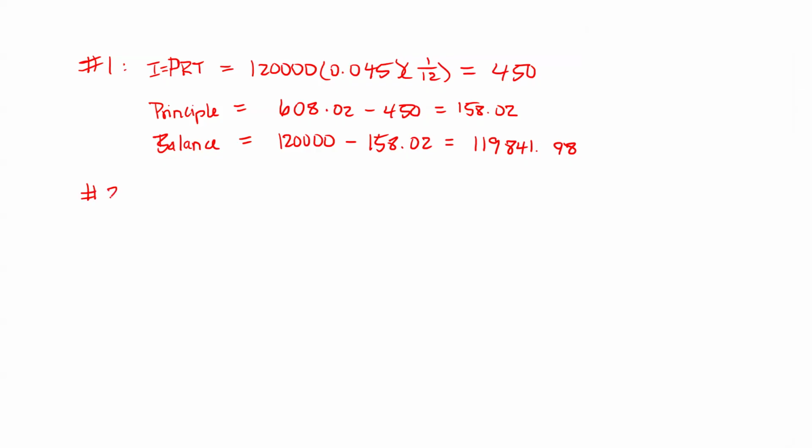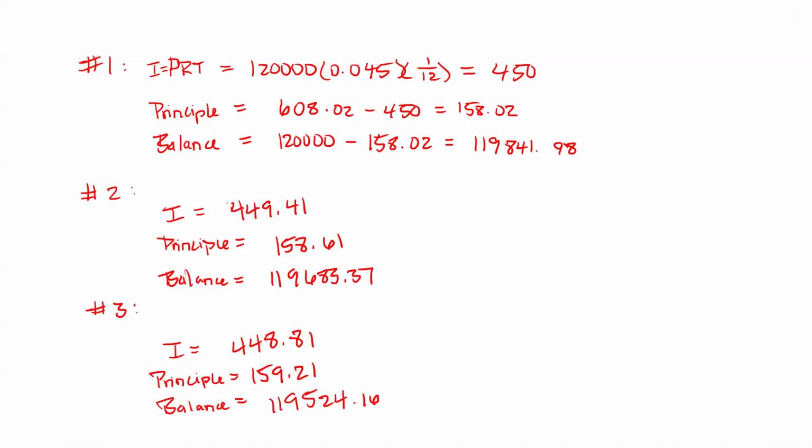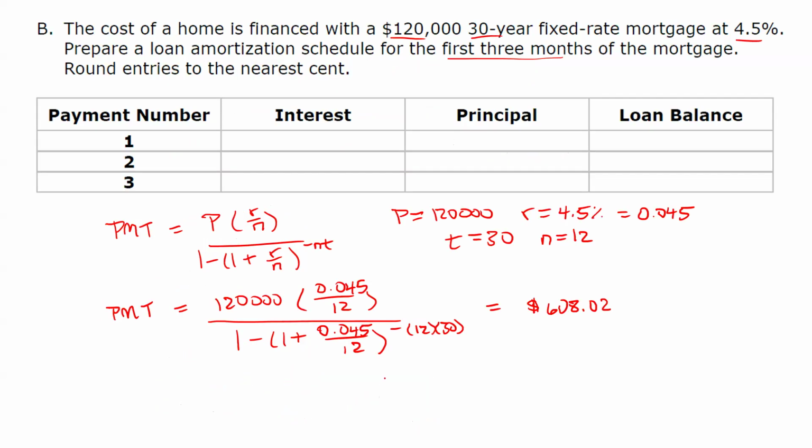Then we repeat for month 2 and we repeat for month 3. So I want you to pause and attempt number 2 and number 3 and then come back. Alrighty, so these are the values that you should have gotten for month 2 and month 3. Okay, so we can complete our table by entering in these values into our table right here.